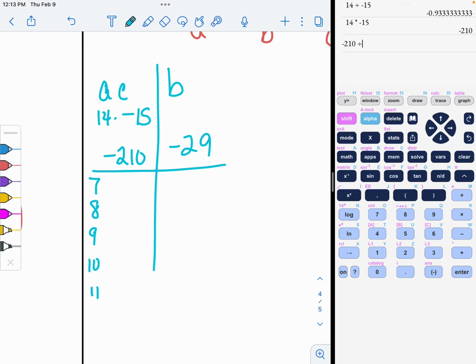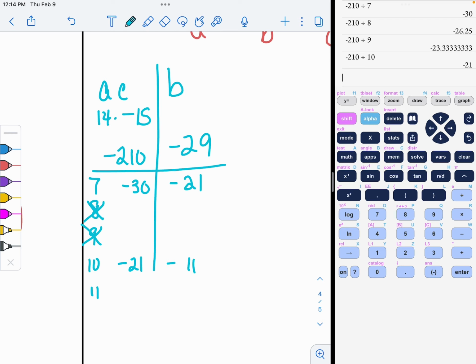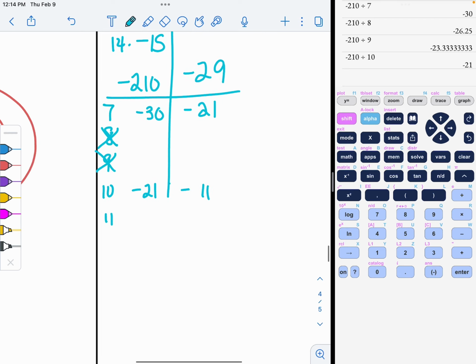Negative 210 divided by 7 is, oh my gosh, should I get it? No, I didn't. Okay. Divide by 7, negative 30. Add those and you get negative 21. Okay, let's do by 8. Nope, decimal. Let's do by 9. Decimal. Let's do by 10. Negative 21. Add those to get negative 11. Uh-oh. Maybe it is something smaller. Maybe it is smaller than 7.